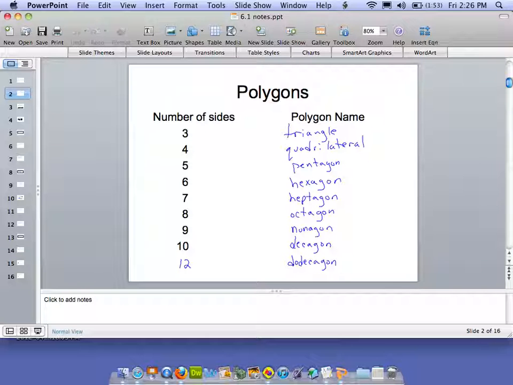And maybe we should add up at the top, a polygon is a figure with many sides and many angles. No curves, everything must be closed. So many sides and many angles.